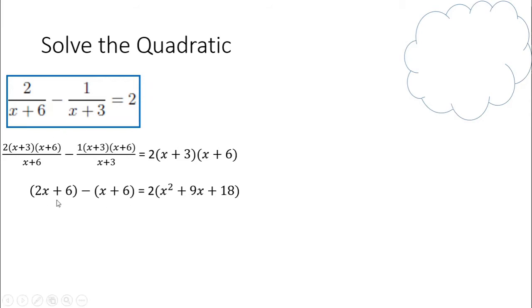So let's first simplify what we got over here on the other side. I've left this in brackets specifically because there's a minus out front. I'm subtracting the second fraction from the first one. So that means I'm going to minus the x and I'm going to minus the 6. So I'm going to do 2x minus x, and 6 minus 6, that's just going to give me x, because 2x minus x was x, and 6 minus 6 is 0, so that disappeared. Also, I've multiplied through this 2 with my quadratic here, so I did 2 times x squared, 2 times 9x, and 2 times 18, which gave me 2x squared, 18x, and 36.